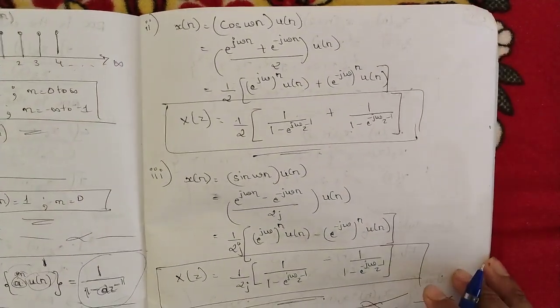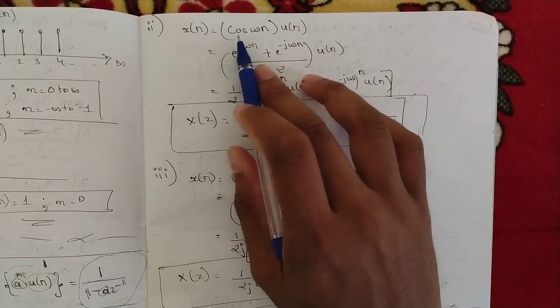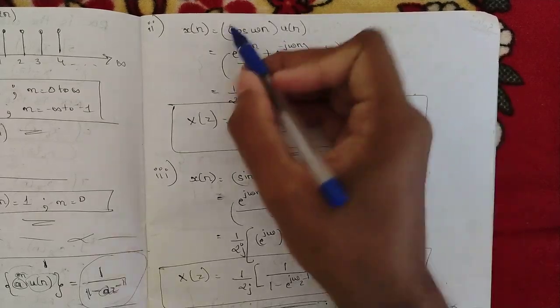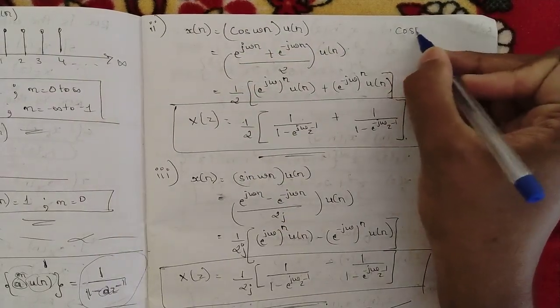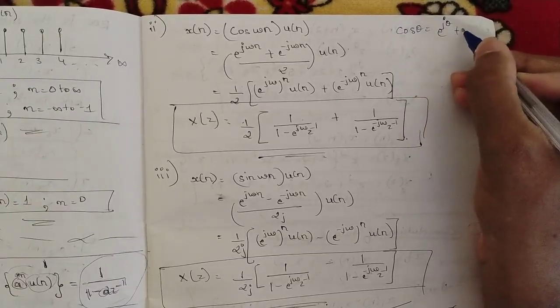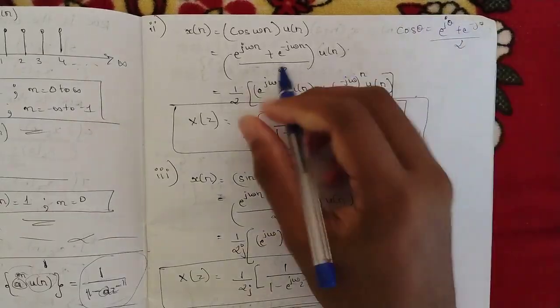Similarly, we have two more. One sequence x of n is given as cos omega n into u of n. Again, this is of the form cos theta. The formula you know, right? Many times you have used it till now: e power j theta plus e power minus j theta divided by 2. That only I have used it here.